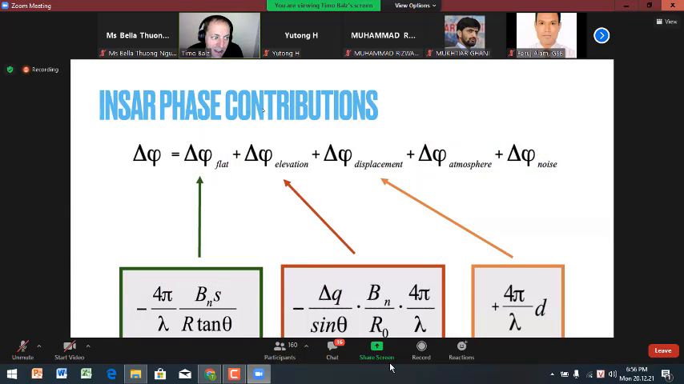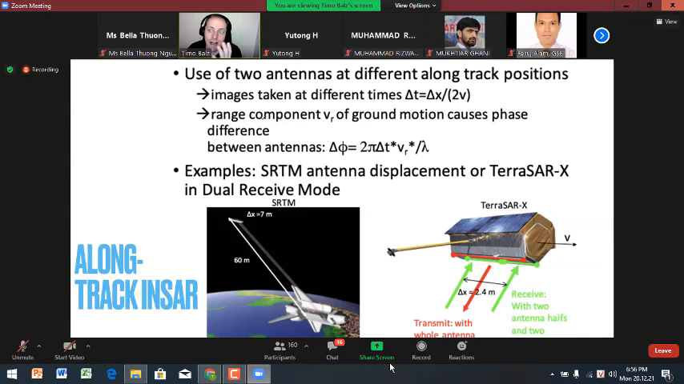Okay, so these are the important phase contributions, especially elevation, displacement, and atmosphere. These are the three main components that we're looking at. All right, that was it. That's where I stopped last time, basically. But there are three more slides in terms of the InSAR that I wanted to show you.